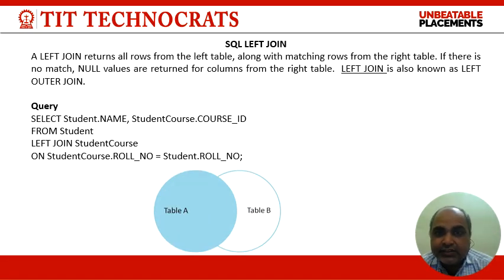The next is the SQL left join. A left join returns all rows from the left table along with matching rows from the right table. If there is no match, null values are returned for columns from the right table. Left join is also known as left outer join.